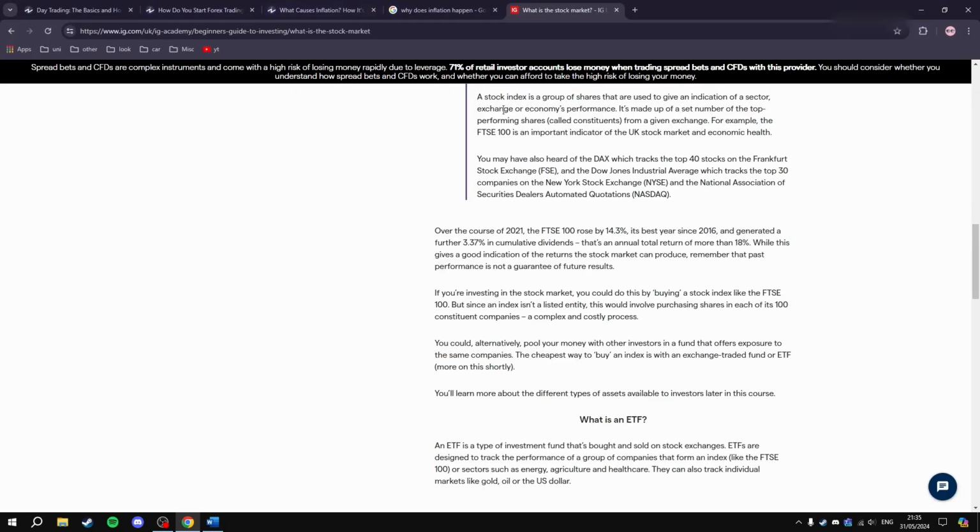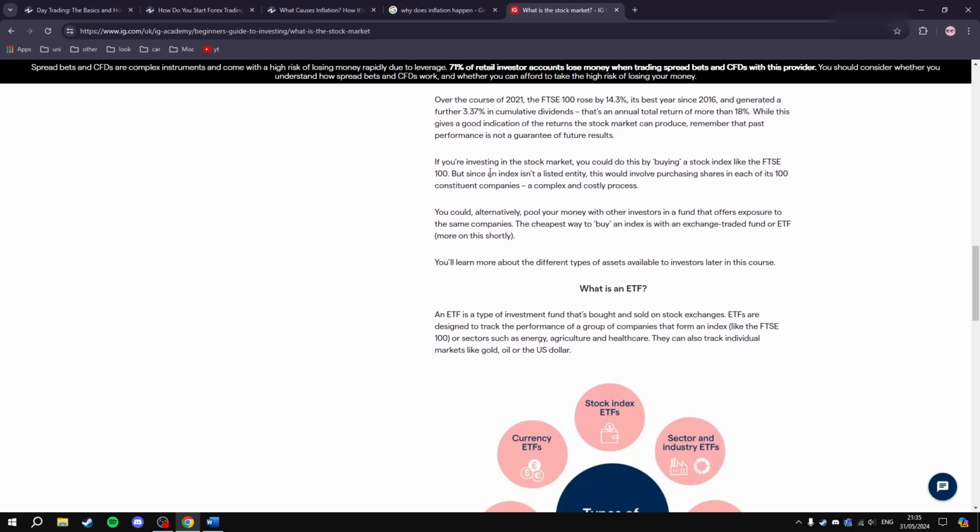For example, the FTSE 100 is an important indicator of the UK stock market and economic health. You may have also heard of the DAX, which tracks the top 40 stocks on the Frankfurt Stock Exchange, and the Dow Jones Industrial Average, which tracks the top 30 companies on the New York Stock Exchange, and the National Association of Security Dealers Automated Quotations, or NASDAQ.